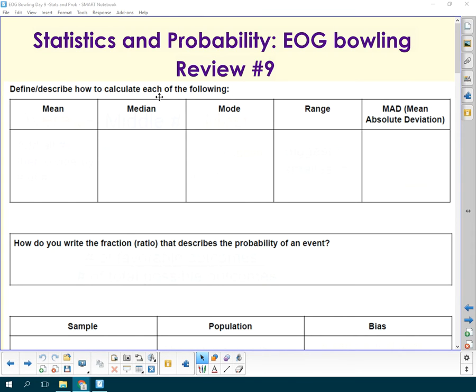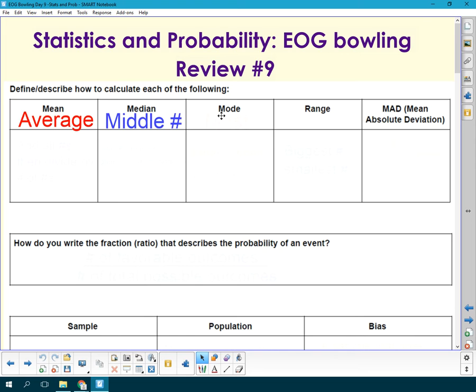We talked about mean, median, mode, and range, and mean absolute deviation in our statistics part. We said mean was the average, median was the middle number, the mode was the number that happened the most, and we talked about range and mean absolute deviation. When we talked about mean, we said we could find the average by adding all the numbers and then dividing by the number of numbers. And we said that when we found the median, we needed to order the numbers from least to greatest and then find the middle number.